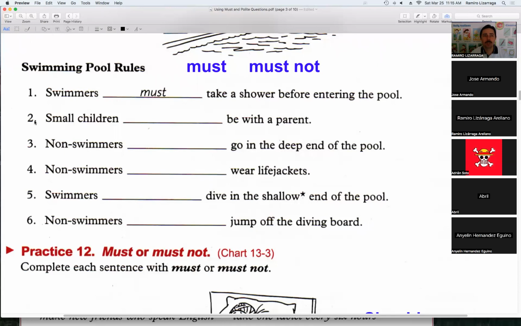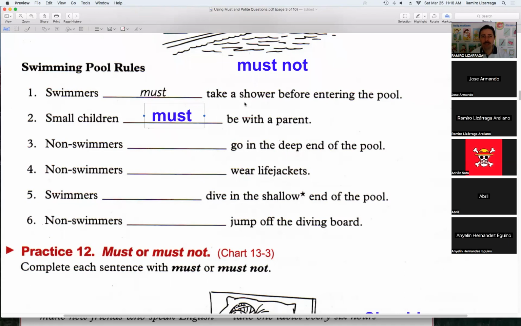So what about number 2? Small children must be with the parent, or small children must not be with the parent. What do you think? What do you think small children do? Must or must not? Must. Yeah, must. They must be with the parent. Vean cómo estamos usando la forma regular del verbo. Must be, ¿no? Fíjense. O sea que no estamos usando el am, el is, el are, ni el was, ni el were. No. La forma regular. ¿Por qué? Porque es un verbo modal.